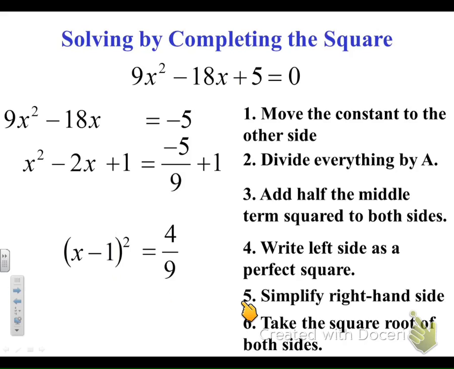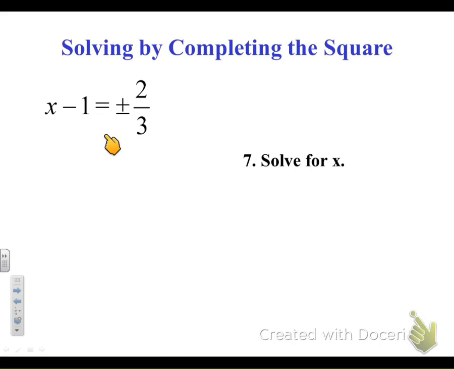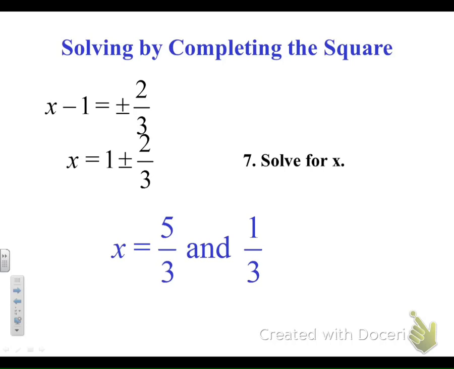Take the square root of both sides because you have something squared. And when you take the square root, we get x minus 1 equals, don't forget the plus or minus, square root of 4 ninths. Square root of 4 becomes 2, square root of 9 becomes 3. Now I'm going to continue on a new slide. This is what we just had, and we're going to solve for x, so we're going to add 1 to both sides. Now we are going to take 1 plus 2/3 and 1 minus 2/3 to see what our two solutions are. When you add, we get 5/3, and when it's subtracting, we get 1/3.